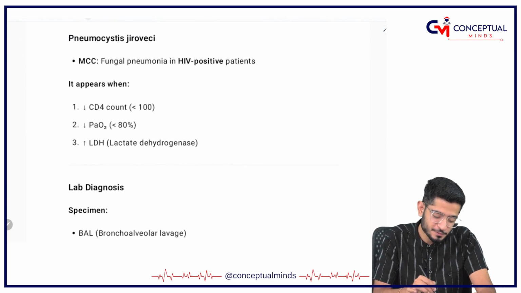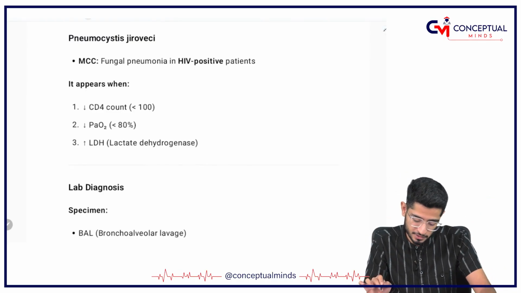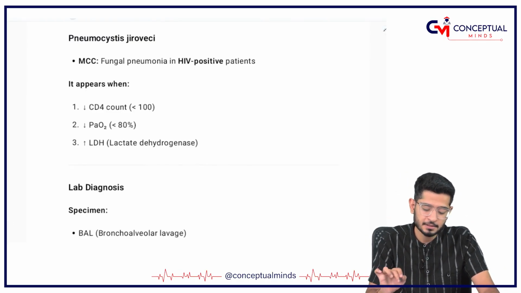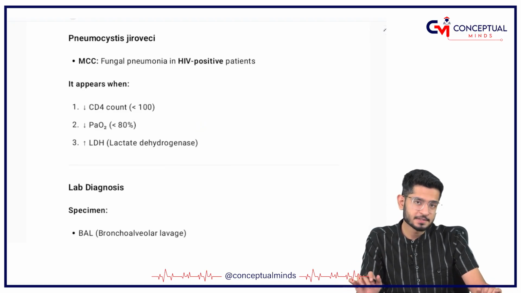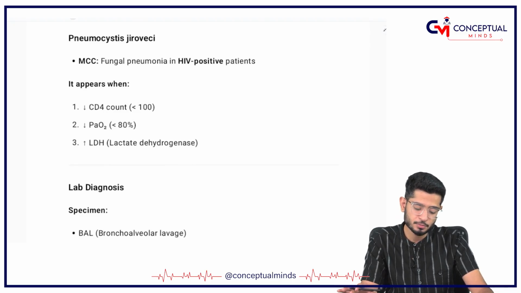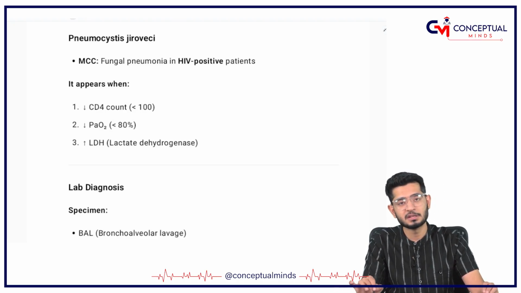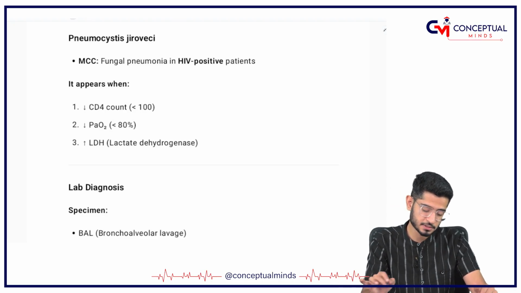So coming on to Pneumocystis zygomycosis, very important. Please understand, Pneumocystis zygomycosis is a fungal pneumonia which is seen in HIV positive patients, when the CD4 count is less than 100, when the partial pressure of oxygen is less than 80, and when there is a lot of lactate dehydrogenase being formed there.